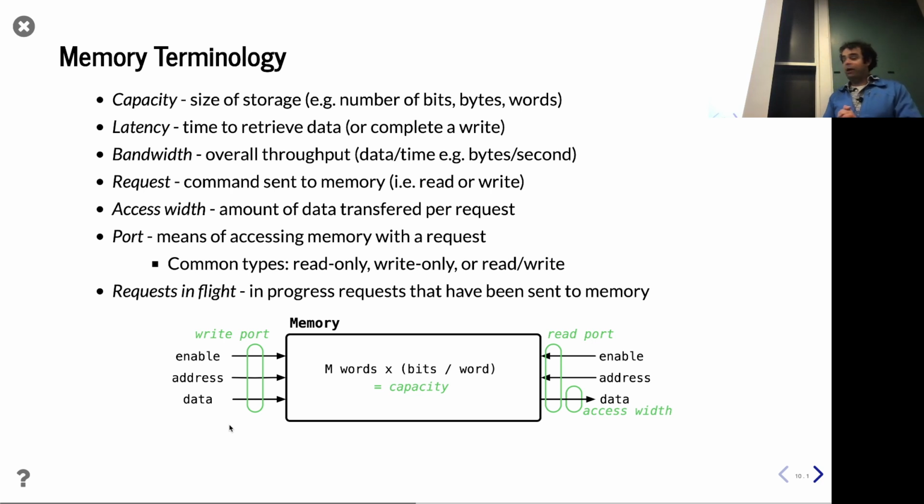Now, memories are special structures, and so usually we have specific ports. I might have a read port, or a write port, or maybe even a read/write port. Those are all possible. And one thing you might hear me, as an architect, talk a lot about is getting multiple memory requests in flight at the same time. That's a way to get more bandwidth, more parallelism. Cool. Questions on memory terms?